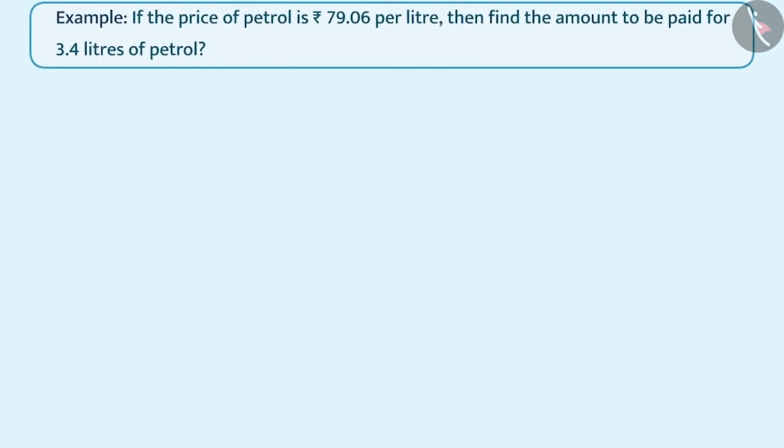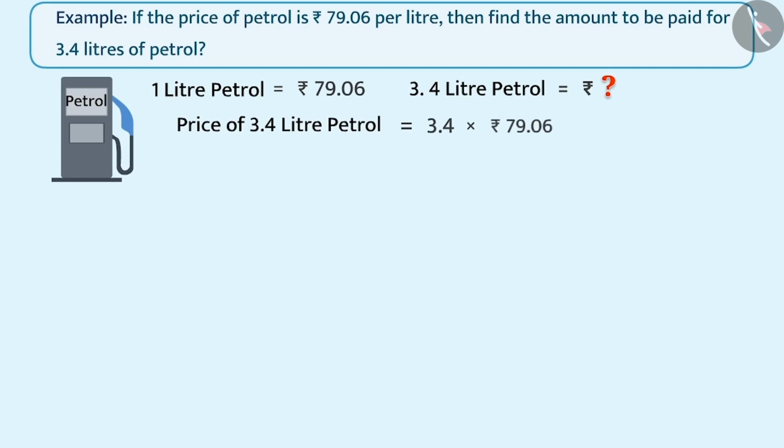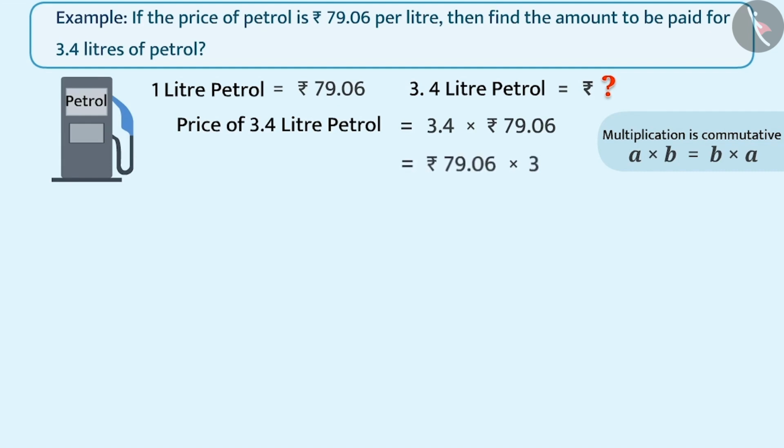Example 2. If the price of petrol is rupees 79.06 per litre, then find the amount to be paid for 3.4 litres of petrol. Since the price of petrol is rupees 79.06 per litre and we need to find the cost of 3.4 litres, we have to multiply rupees 79.06 with 3.4. Since multiplication is commutative, that means it can be performed in any order, we can write this multiplication as rupees 79.06 multiplied by 3.4 as this will simplify the process.